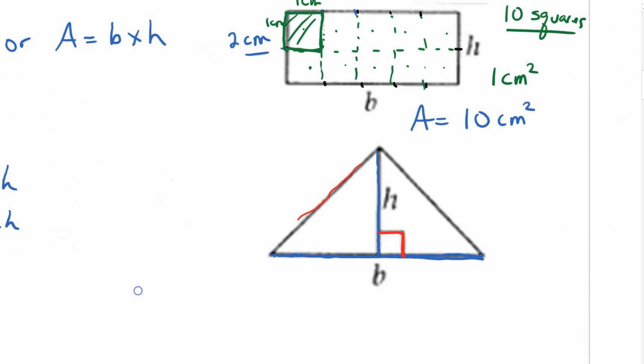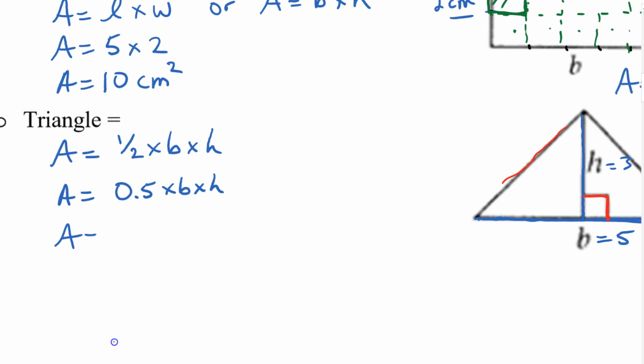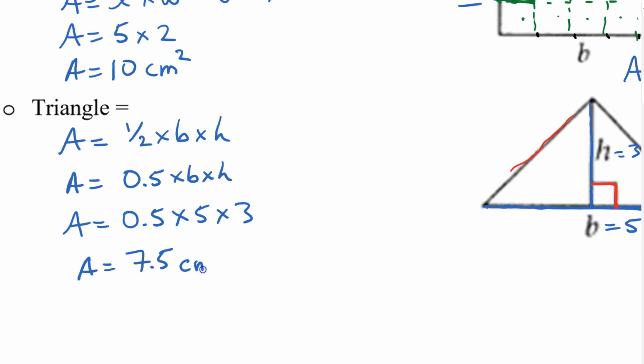Let's give some numbers here. Let's say that this base is 5 and this height is equal to 3. So we would have 1/2 or 0.5 multiplied by the base, which is 5, multiplied by the height, which we said was 3. You do that in your calculator, you're going to get half of 15, so you get 7.5. And let's say these units were centimeters. Now in area, the units are centimeters squared.